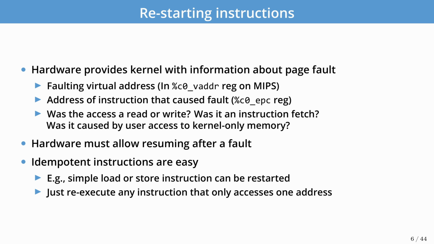We receive the faulting virtual address, as we mentioned in the exception lecture, in coprocessor 0's vAddr register, and the faulting instruction address is in coprocessor 0's EPC register. And this is going to also have trap information about whether it was a read or write or what caused it, with the type of trap and the other flags specified in the coprocessor registers.